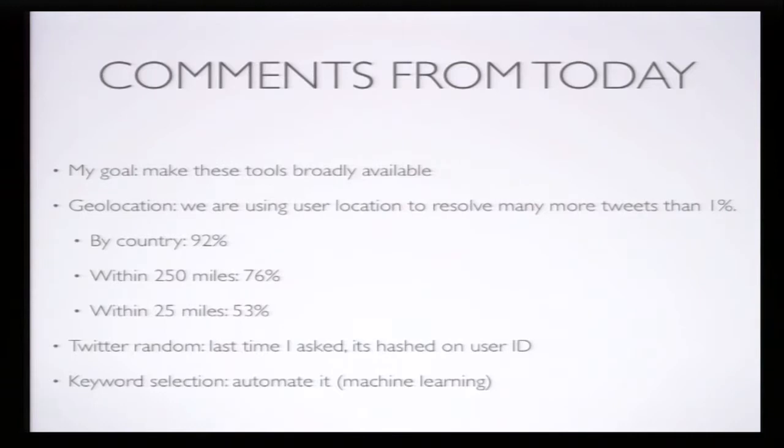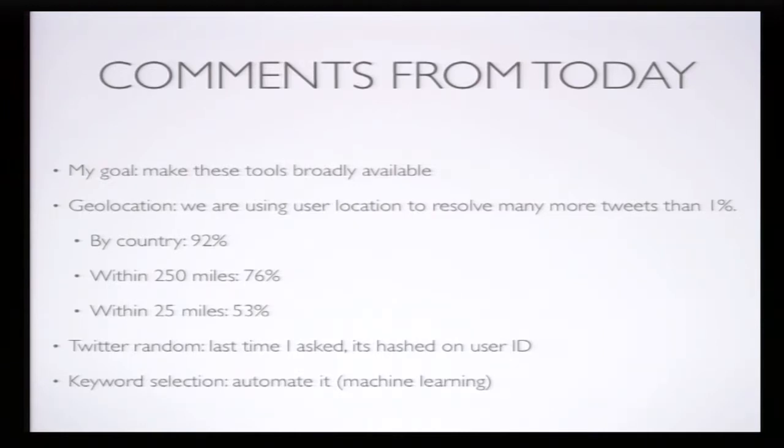Our country agrees with their country 92% of the time. We're within 250 miles 76% of the time, and within 25 miles 53% of the time. So this is single tweets. I think if you aggregate multiple tweets, you can probably do better. And there are certainly other things that we're starting to use that are not on this slide and that will allow you to do better. So it really depends on what you need geolocated data for, but we're able to track the flu in New York really well using this sort of data.